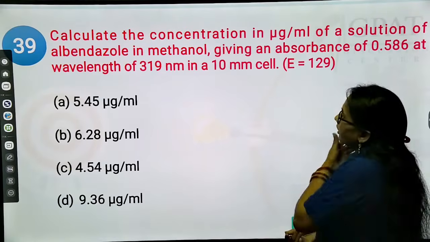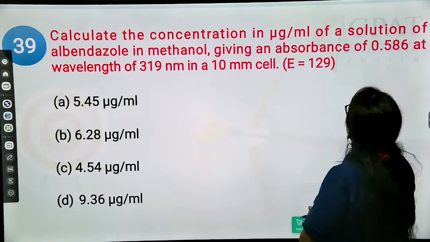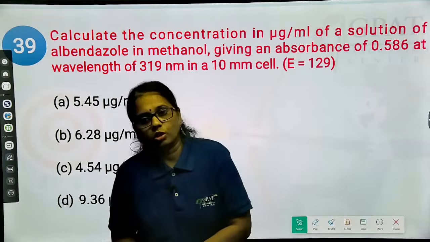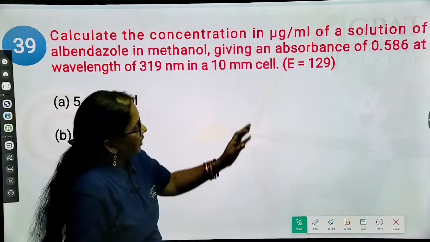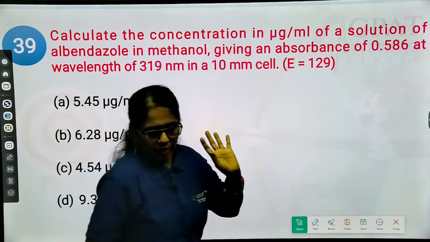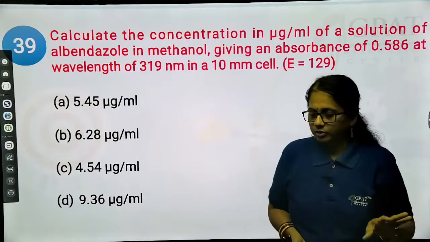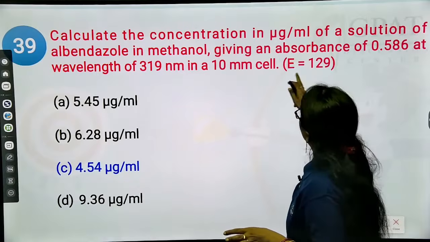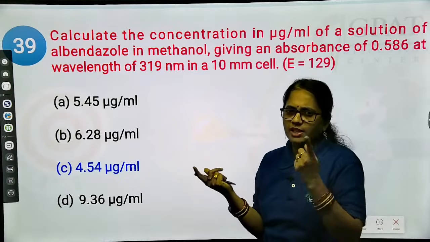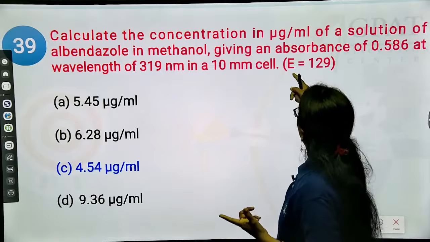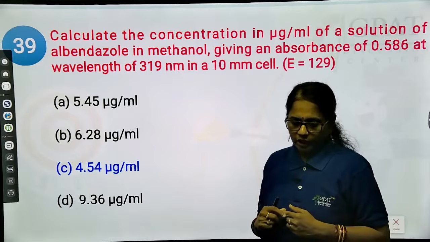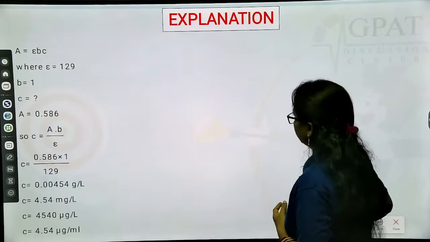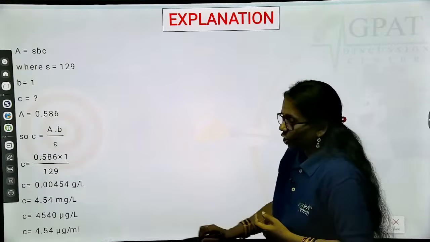Okay, next question. Calculate the concentration in microgram per ml of the solution of albendazole in methanol giving an absorbance of 0.586. That means they have given the absorbance value at the particular wavelength, and the path length is 10 mm, which is nothing but 1 centimeter. Okay, and the epsilon value they have given is 129, that is the molar absorptivity value. We need to calculate the concentration only.